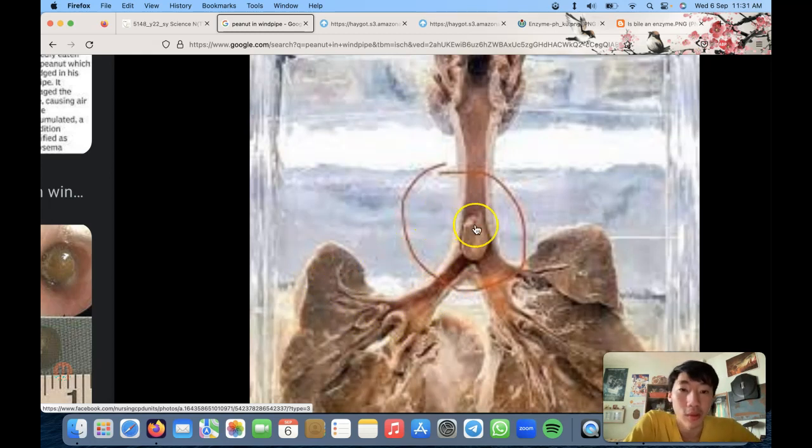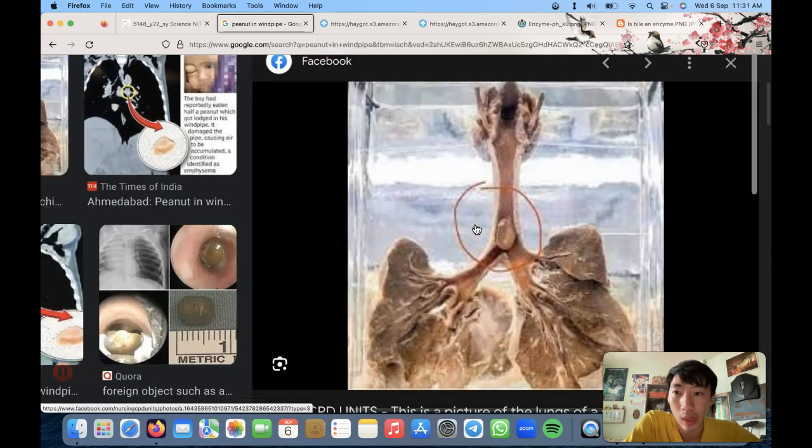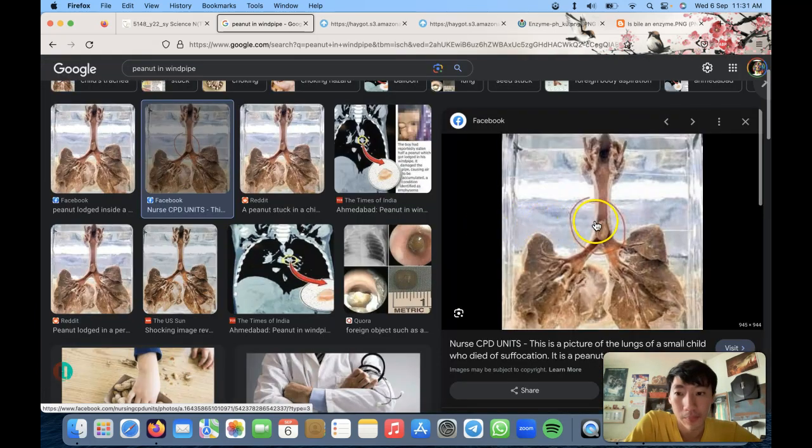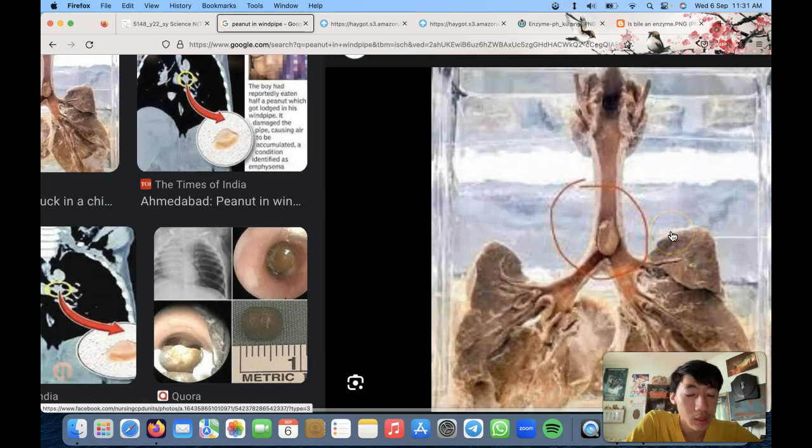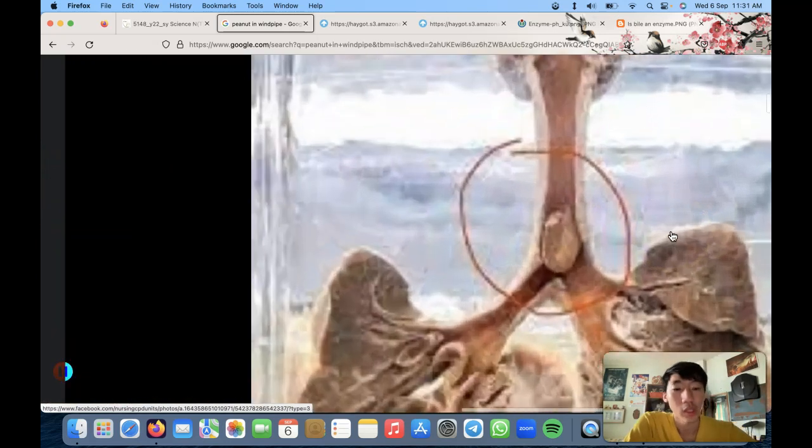So what happened was that the child was eating. Normally, the food should go down into your gullet. However, if you do not eat carefully, it can accidentally go into your windpipe. There's a small flap on your windpipe that prevents food from going into it. But if you talk and eat, laugh and laugh, then the flap will open and the food can actually enter your windpipe.